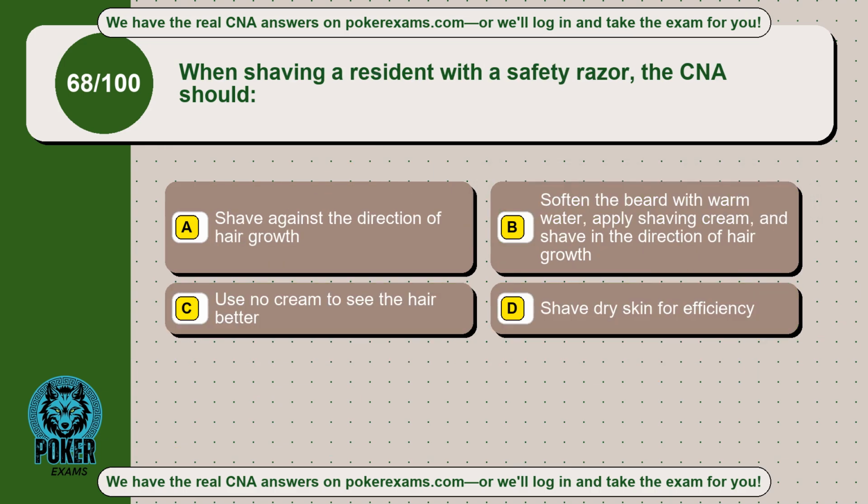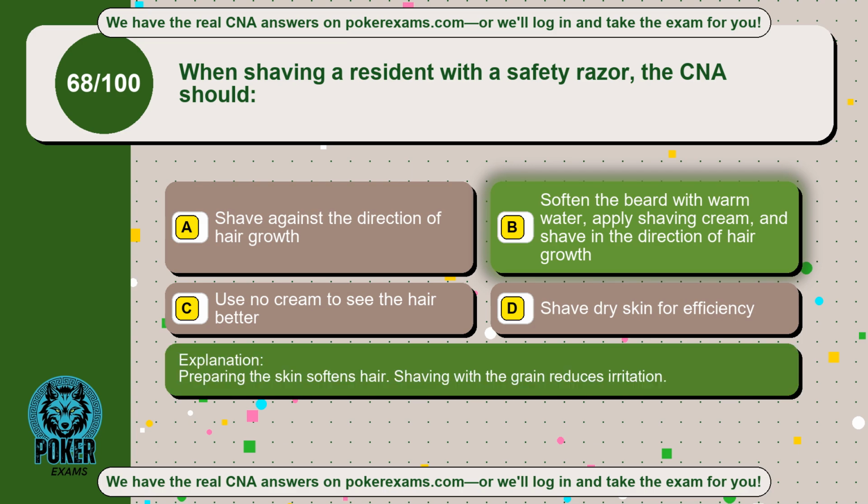Question 68. When shaving a resident with a safety razor, the CNA should: Option A, shave against the direction of hair growth. Option B, soften the beard with warm water, apply shaving cream, and shave in the direction of hair growth. Option C, use no cream to see the hair better. Option D, shave dry skin for efficiency. The correct answer is option B. Soften the beard with warm water, apply shaving cream, and shave in the direction of hair growth. Preparing the skin softens hair. Shaving with the grain reduces irritation.